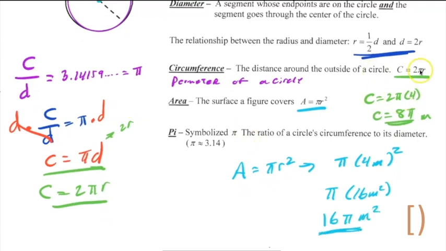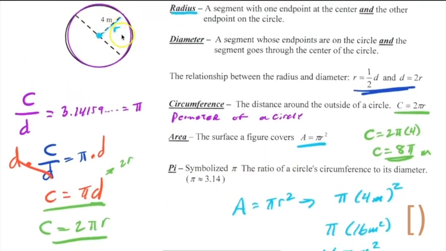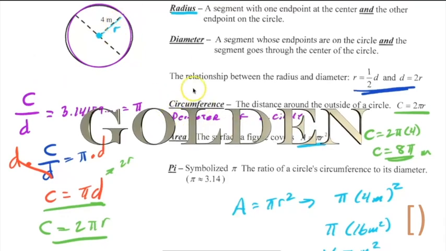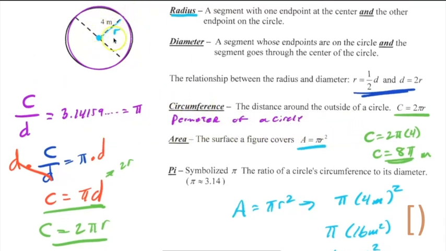Circumference of a circle, the circumference equals 2 pi r, or pi times diameter. Area of a circle is pi r squared. All you have to do for a circle is find what the radius is. If you can find what the radius is in a circle, you're golden. You can find the area, you can find the circumference, you can save the world. That's all you need to do with the circle is find the radius.